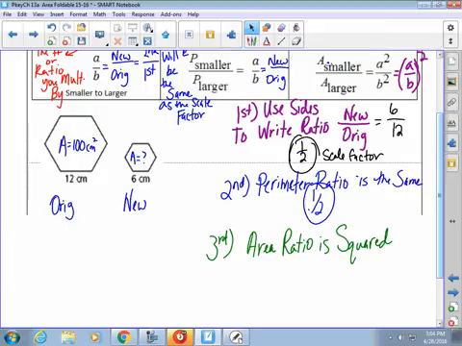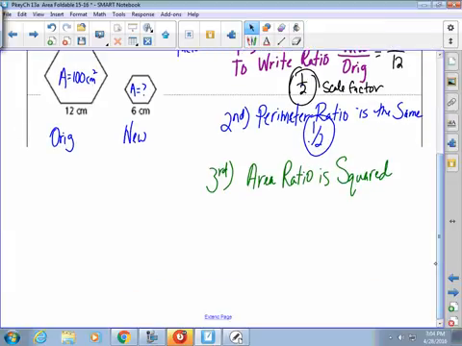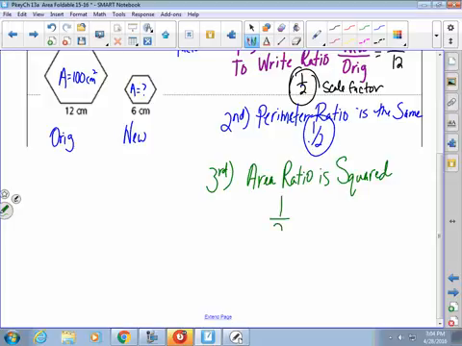Now, we're going to do this one together. So I'm going to need you to write it down. Area ratio is squared. So what is our ratio? 1/2. So write 1/2. Put parentheses around it. And then we're going to square it. We're going to write an equal sign. I'm going to show you how you do this. If you have a ratio, a fraction, and you square it, you square the top number, and you square the bottom number. What is 1 squared?